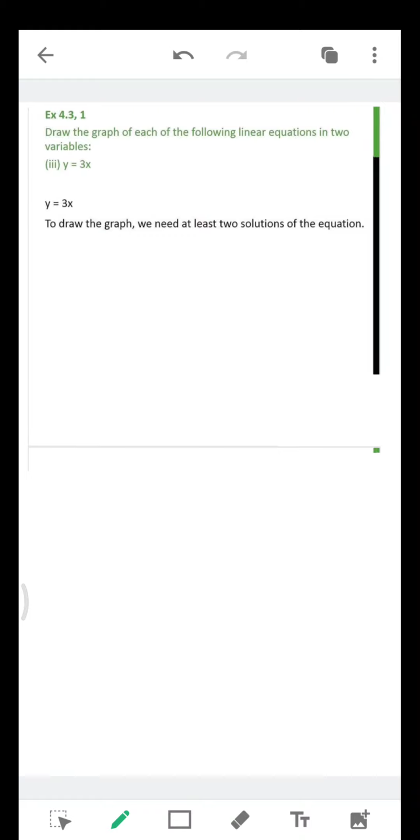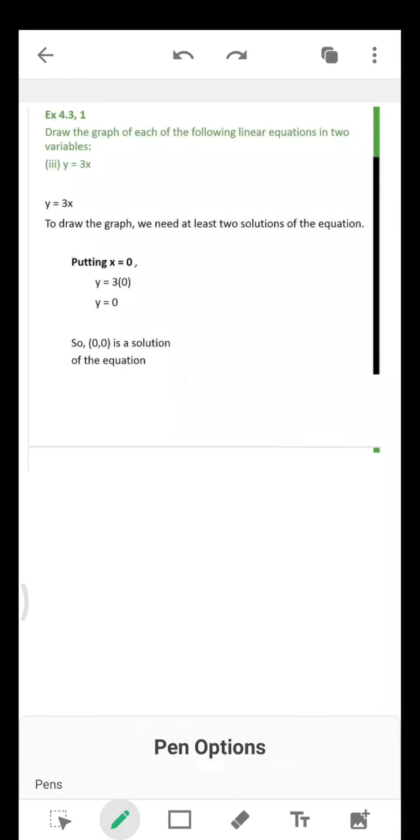In this you can see y is equal to 3x. This is also a linear equation in 2 variables. So we'll draw the graph for this. For this also we need 2 solutions. So I'll find the first solution. I'll take x is equal to 0. So 3 into 0, in place of x I'll write 0, so y is equal to 0 I get.